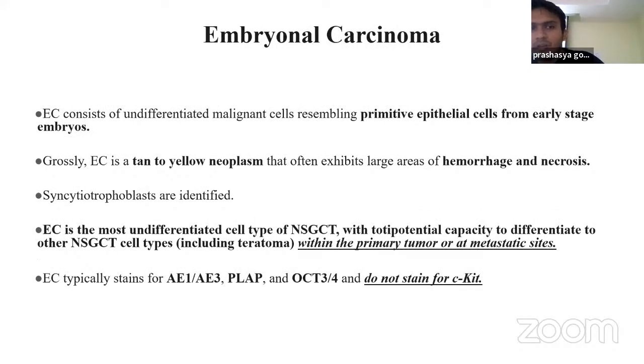Then there is embryonal carcinoma, which is considered the most undifferentiated malignancy. Grossly, it is tan to yellow, and histopathologically, it exhibits large areas of hemorrhage and necrosis. Syncytial trophoblast can be identified, and it has the totipotency to differentiate into other types of non-seminomatous tumors, including teratoma, either within the primary or at the metastatic sites. It stains positive for placental alkaline phosphatase and OCT3/4, but it does not stain positive for c-KIT.